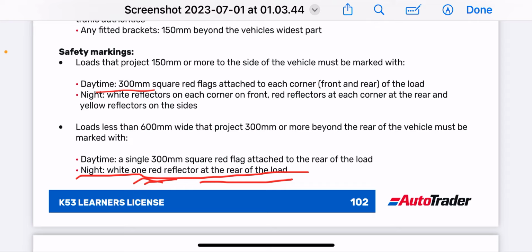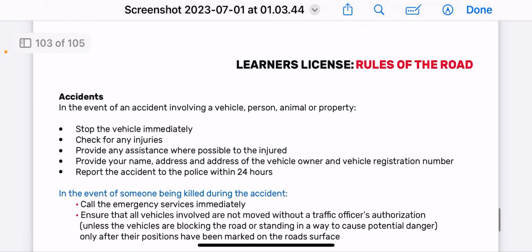Loads less than 600 millimeters wide that project 300 millimeters or more beyond the rear of the vehicle must be marked with, in the daytime, a single 300 millimeter square red flag attached to the rear of the load, and at night one red reflector at the rear of the load.